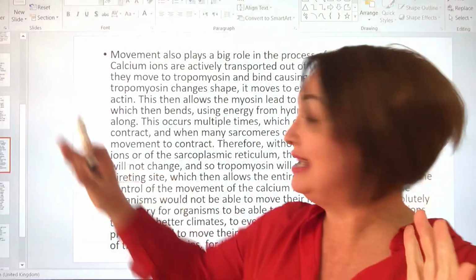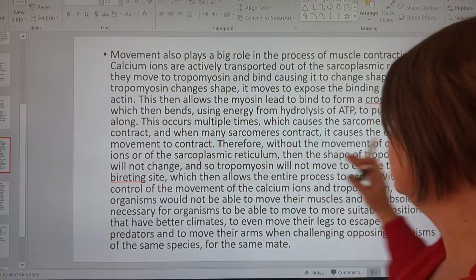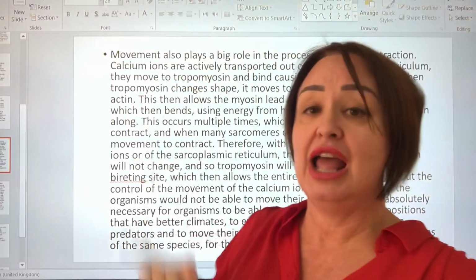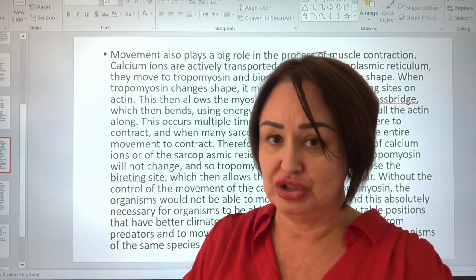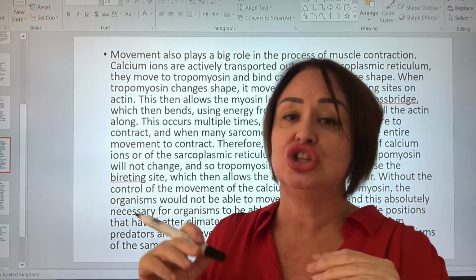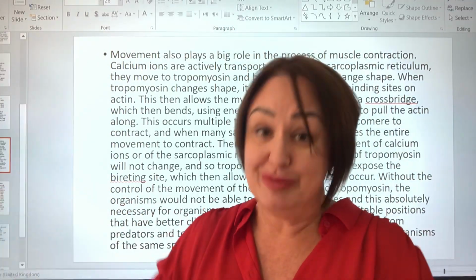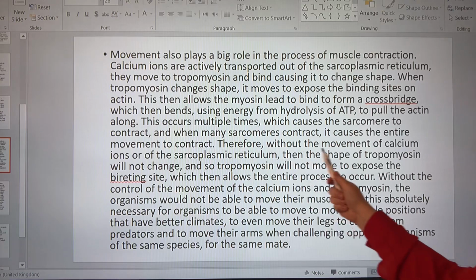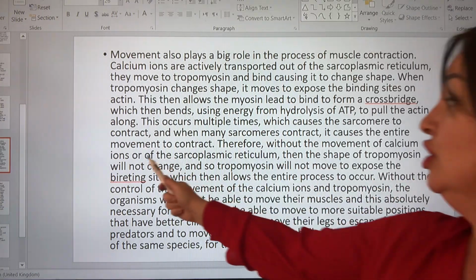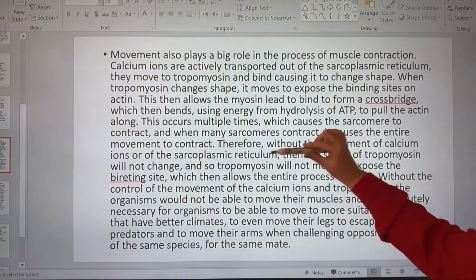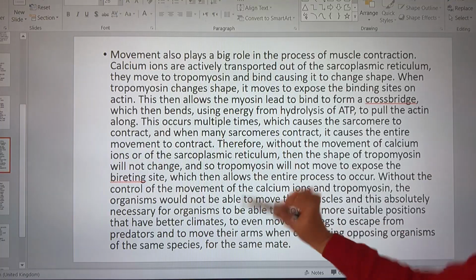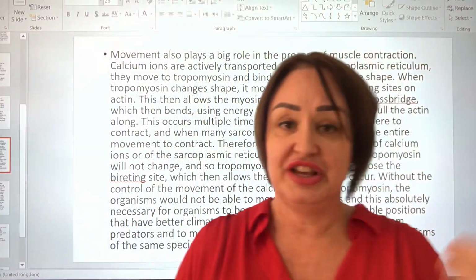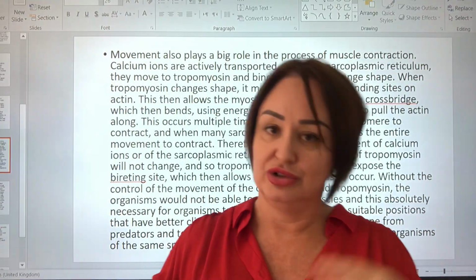She's then spent her time describing what goes on, and then she's talked about the importance. How has she talked about the importance? She's talked about what would happen if movement didn't happen. So she has said, therefore, without the movement of calcium ions or of the sarcoplasmic reticulum, blah, blah, blah. She's gone on to talk about this wouldn't do this, so that wouldn't do that.